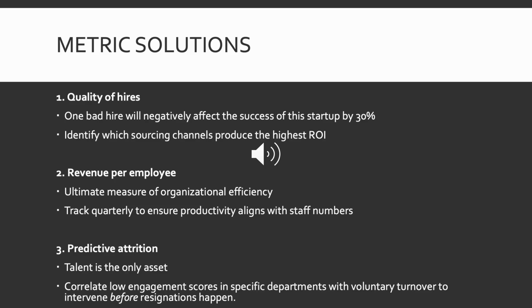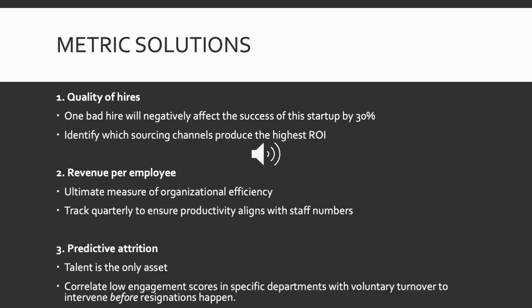Second, we must consider the revenue per employee. This is the ultimate measure of organizational efficiency, and we must use it to scale our performance. We must track quarterly to ensure that our headcount does not outpace productivity.